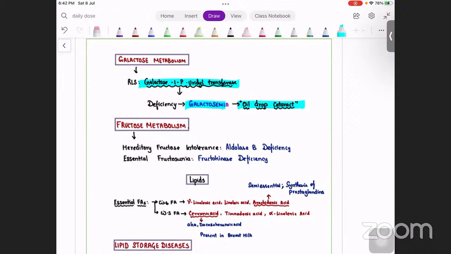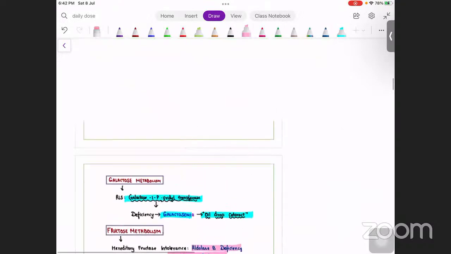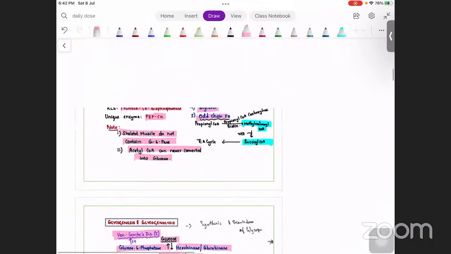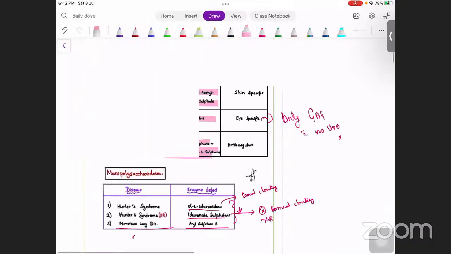Then you have fructose metabolism. Speaking about the fructose metabolism, hereditary fructose intolerance is due to aldolase B deficiency. Essential fructosuria is due to fructokinase deficiency. So till now we have completed the carbohydrate.